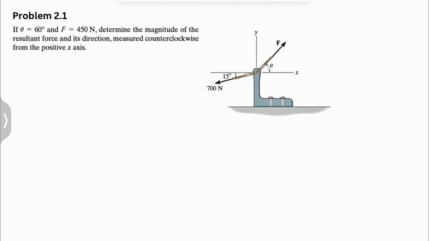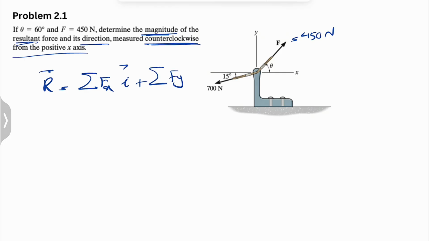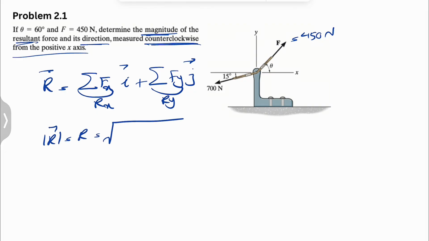So we have the angle theta that is 60 degrees. We have the force F, 450 newtons, and we need to determine the magnitude of the resultant of these two forces and its direction measured counterclockwise from the positive x-axis. Basically, our resultant would be the sum of all forces in x and the sum of all forces in y, and that's going to be the vector for our resultant. This will be Rx, this will be Ry, and the magnitude of the resultant would be the square root of Rx squared plus Ry squared.